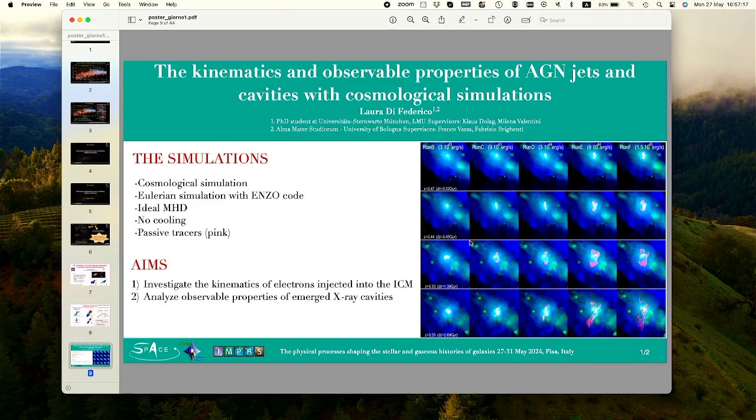I've analyzed a set of highly resolved cosmological simulations of a galaxy cluster which was obtained through the ENZO code. The motion of the gas in the cluster depends on several factors such as turbulence, accretion, mergers, shocks, gravity, and in particular on a central AGN. The AGN has been resimulated 5 different times by varying its power. Having this set of simulations, we wanted to investigate the kinematics of electrons injected into the intracluster medium and analyze the observable properties of emerged X-ray cavities. And we wanted to use both approaches in order to get an estimate of the AGN power.